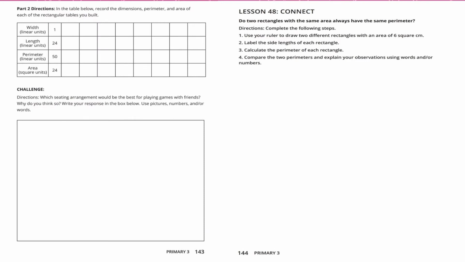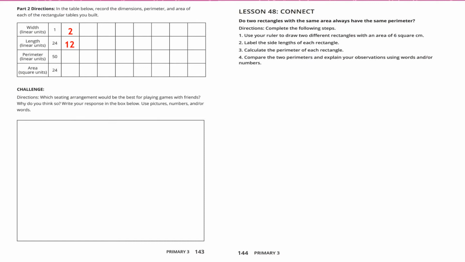Now he wants me to record the dimensions, perimeter, and area for each rectangular table. The first rectangular table, he gave me 1 times 24 equals the area 24, and the perimeter will be, we will add them, 2 times 1 plus 24, as we did. Here in number 2 we will put the equation. The dimensions we choose 2 times 12, the area will be 24.